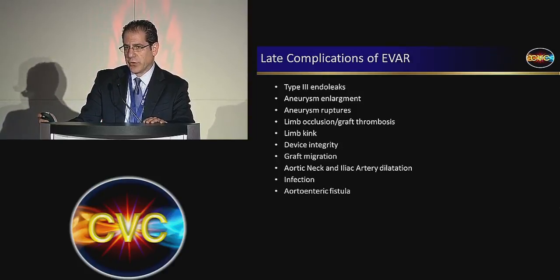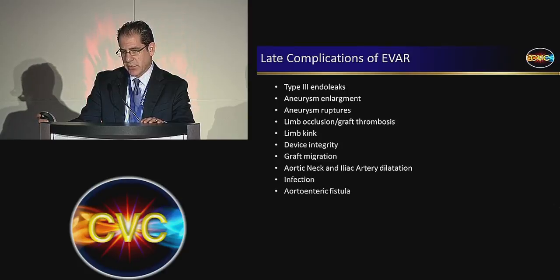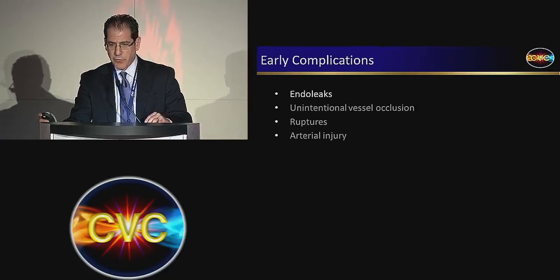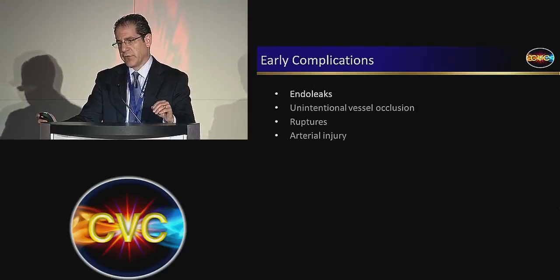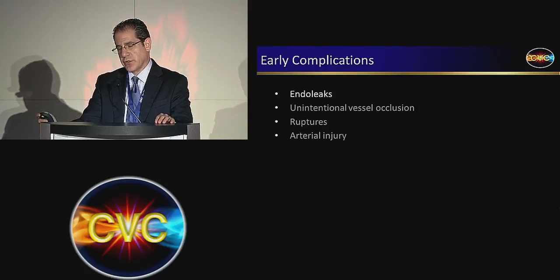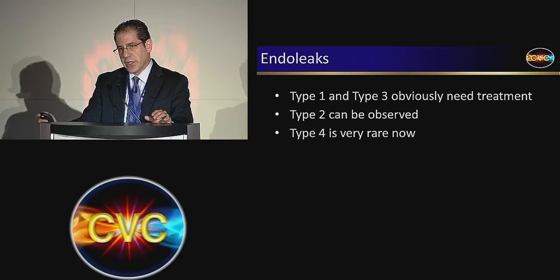When you look at late complications, a lot of things can happen to devices in aneurysmal disease. We heard earlier, we discussed at length, aneurysmal degeneration of the neck that can occur with devices specifically. There's risk of endoleaks, aneurysm enlargement, rupture, limb occlusion, kinks, integrity of the device, migration, aortic neck dilatation. We talked about infection already, as well as aortoenteric fistula. So the 4 aspects of early complications that I'd like to focus on are endoleaks, unintentional vessel occlusion, ruptures, and arterial injury.